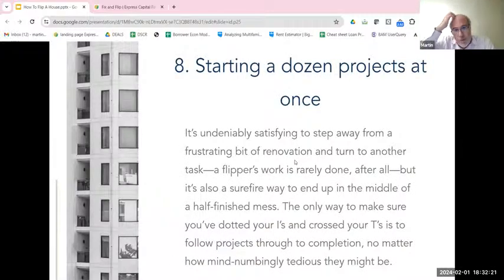Starting a dozen projects at once, just like I was saying, be careful. Better to do one right than to do two incorrectly. And always make sure that you dot your I's and cross your T's to follow the project through to completion, no matter how mind-numbing and tedious it may be.